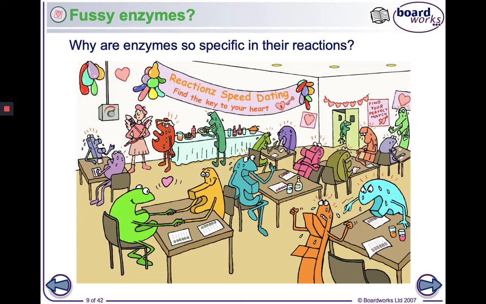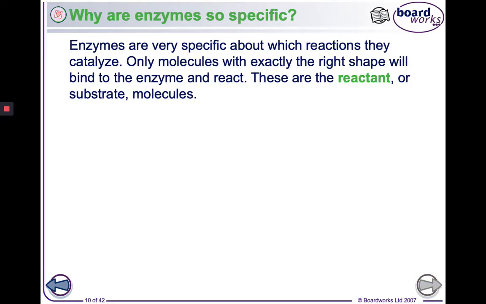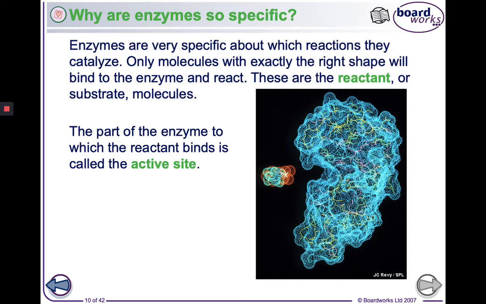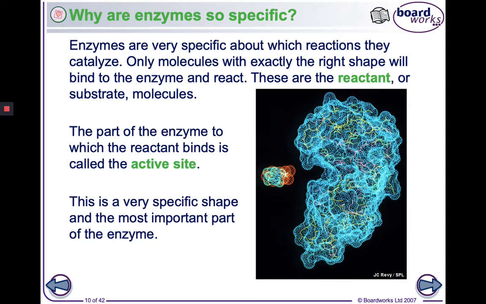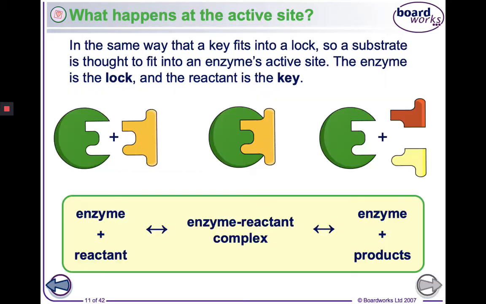How do enzymes work? Why are enzymes so specific in their reactions? Enzymes are very specific about which reactions they catalyze. Only a molecule with exactly the right shape will bind to the enzyme and react. This is the reactant, or substrate. Each enzyme has a site called the active site, where the reactant binds. It has a very specific shape and is the most important part of the enzyme.